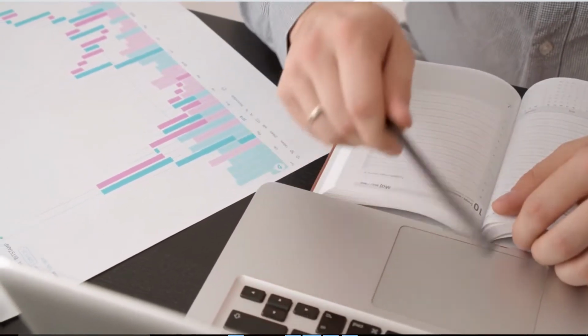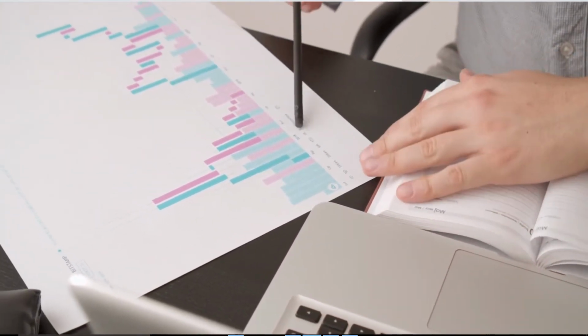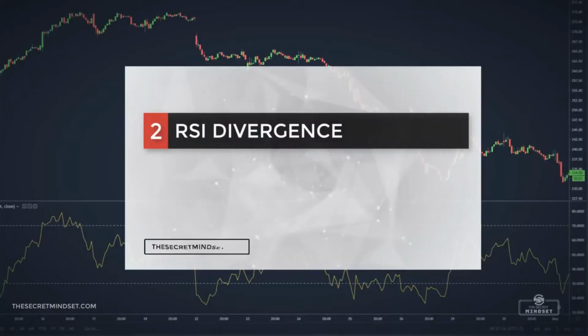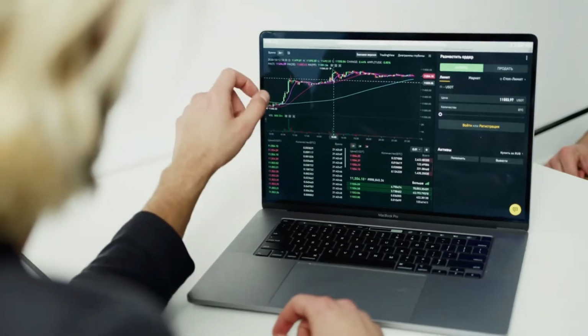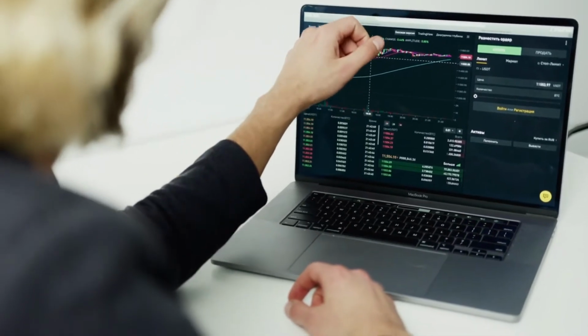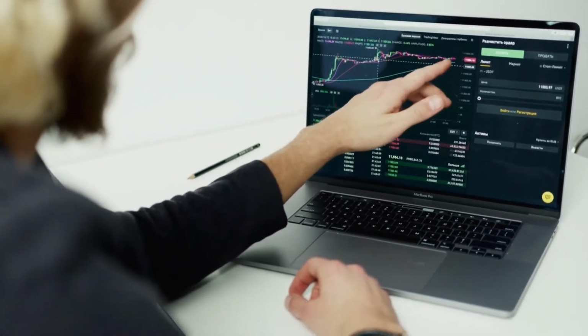Bearish divergence occurs when price makes a new high but the RSI makes a lower high. The strategy is to look for divergences between the RSI and the price of the stock. Bullish divergence occurs when the price makes a new low but RSI makes a new high.